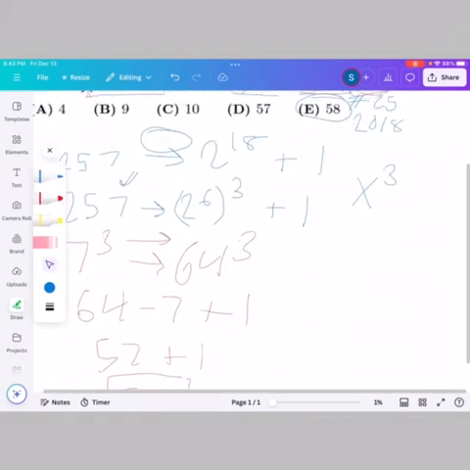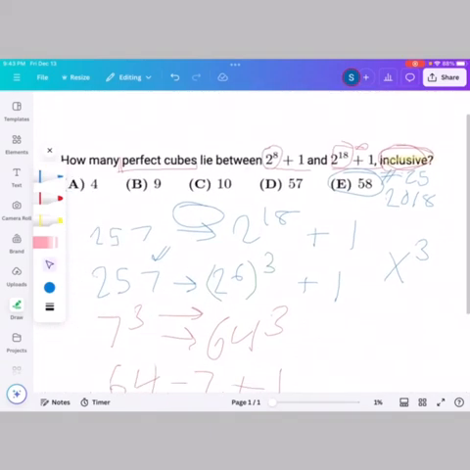So the key thing in this problem is to convert this huge 2 to the power of 18 into this expression so that we can get a power of 3, or in other words, a perfect cube, which makes it much easier to solve this problem.